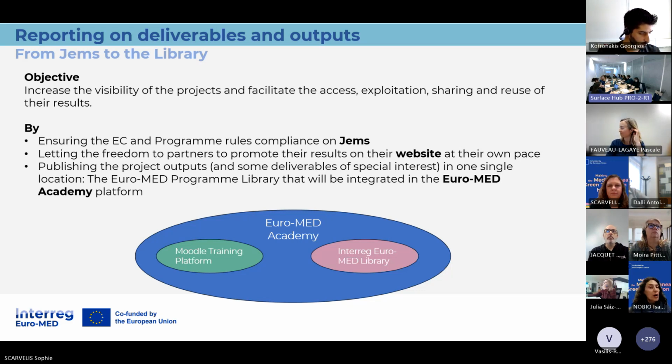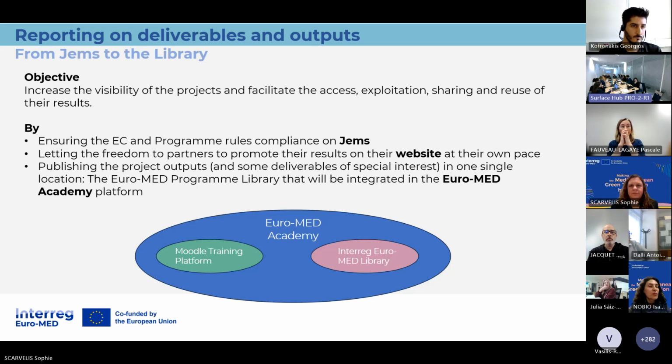To do so, we have different sets of sub-objectives. The first one is, of course, to ensure the compliance of the deliverables and outputs with the European Commission and program rules on GEMS, which is the first space dedicated to deliverables and outputs. The idea is also to let the projects have the freedom to promote their own results on their own space, that is to say their website, at their own pace.